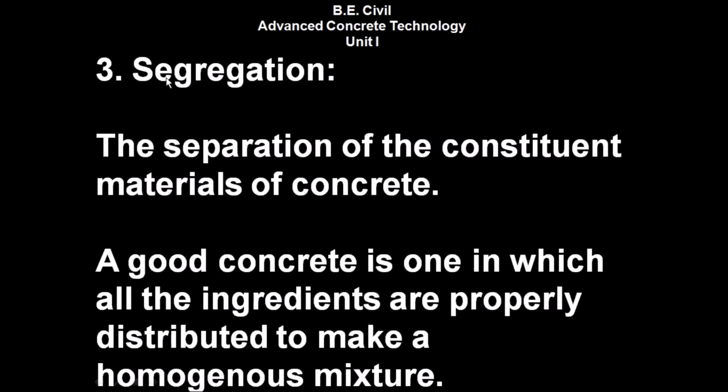Third factor is the segregation, the separation of the constituent materials of the concrete, that is called the segregation. A good concrete is one in which all the ingredients are properly distributed to a homogeneous mixture.